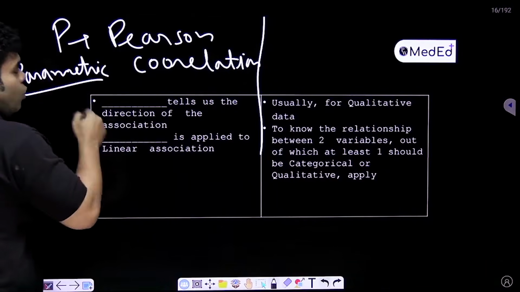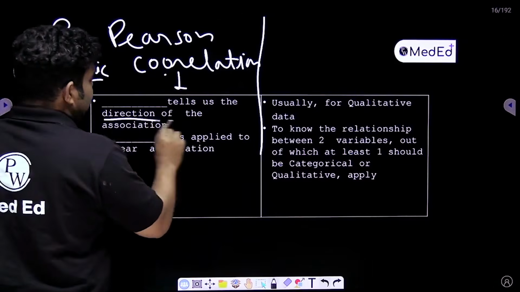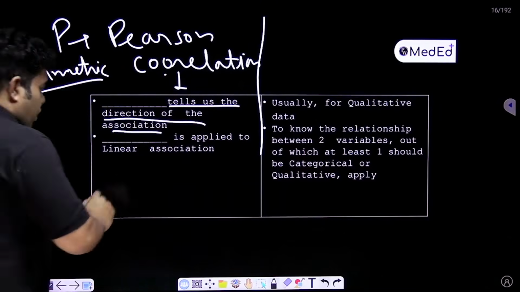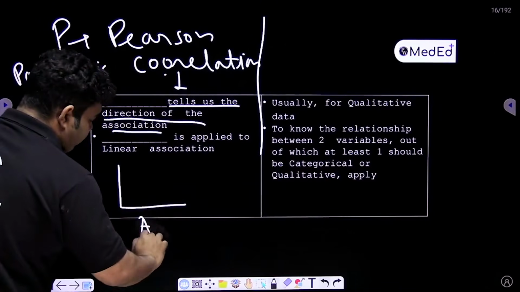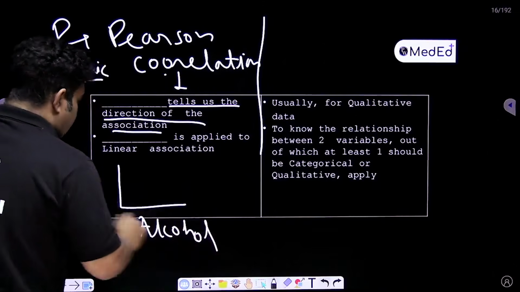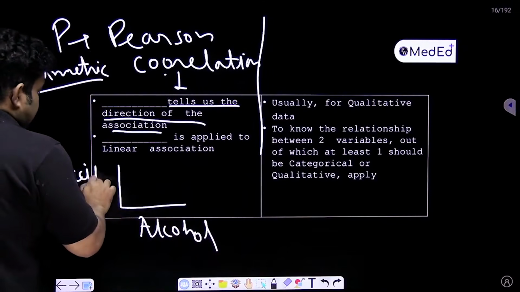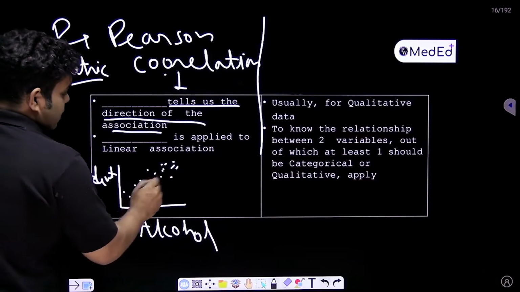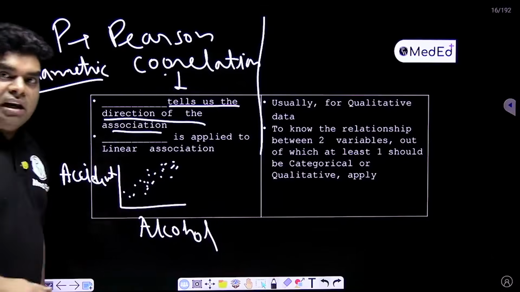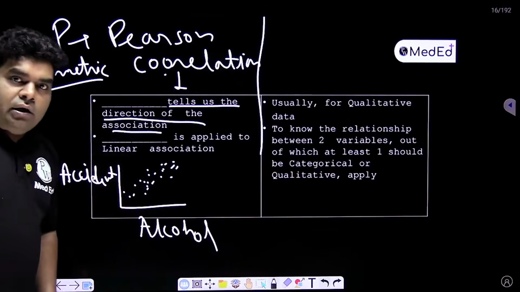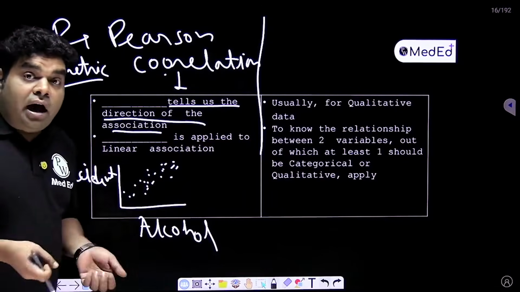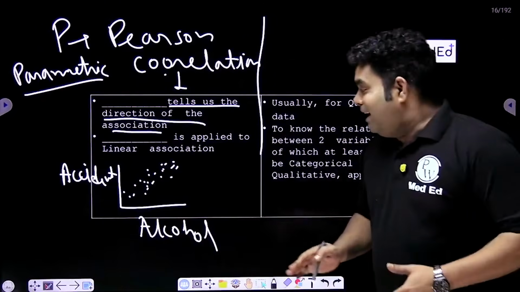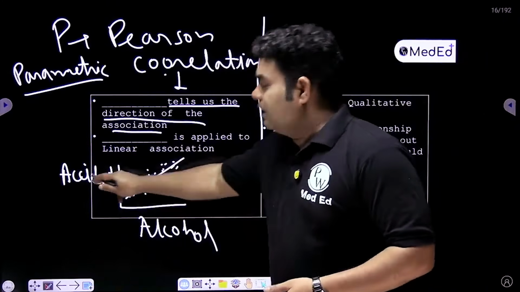Very simple. Correlation simply means the direction of association between two variables. For example, suppose I am talking about the amount of alcohol in your blood and the chance of accident. Of course, when the alcohol amount increases, the accident chance will increase. Because alcohol is a depressant, it will depress the reflexes and an accident can occur. One time I remember I drank too much alcohol, I slept in the car and my car banged into the truck in front of me. So definitely, if your alcohol increases, accidents will increase.